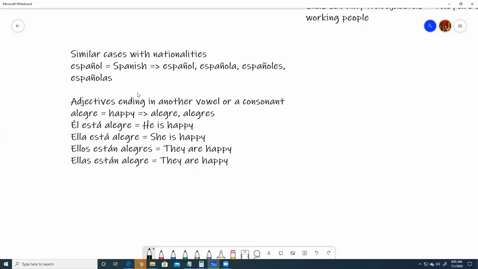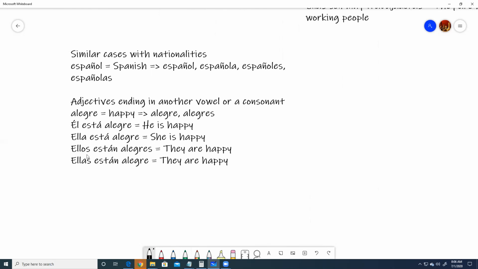Also, adjectives ending in another vowel or a consonant are just in the masculine, and the masculine and the feminine are the same, and you only have the singular and the plural. For example, alegre, this is ending in another vowel, and alegre is happy, and you have él está alegre, he's happy. Ella está alegre, so no change between masculine and feminine. Ella está alegre, she's happy.